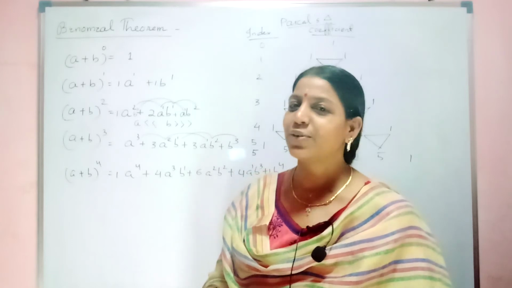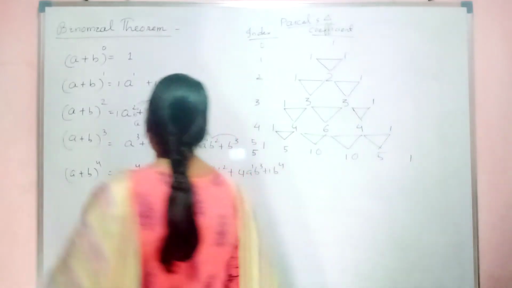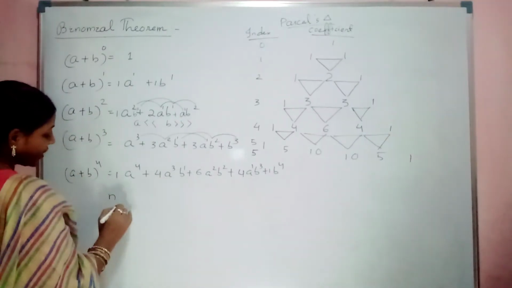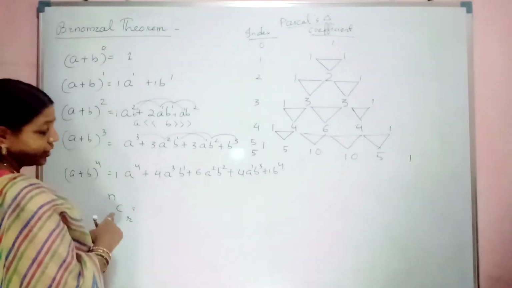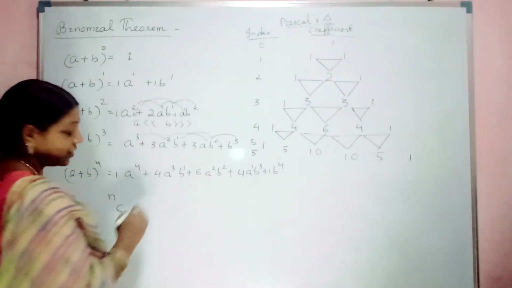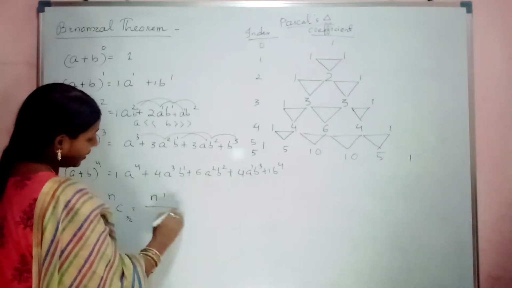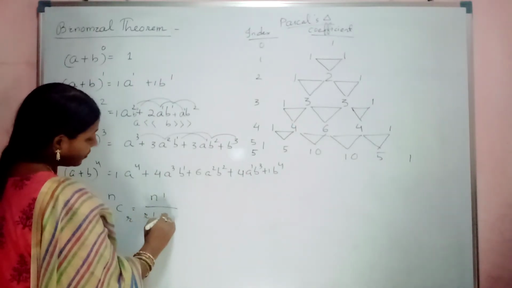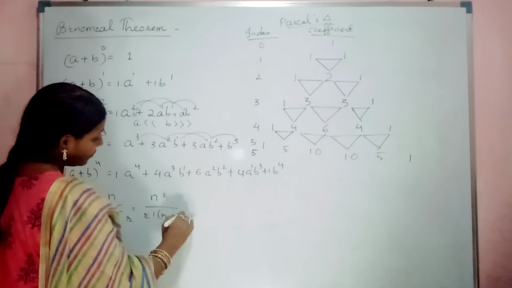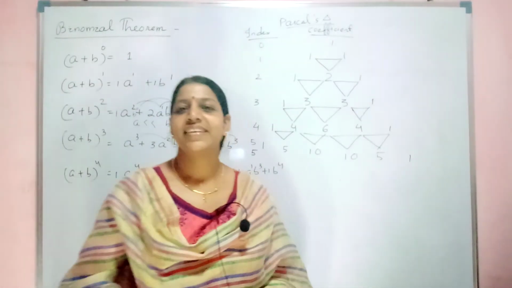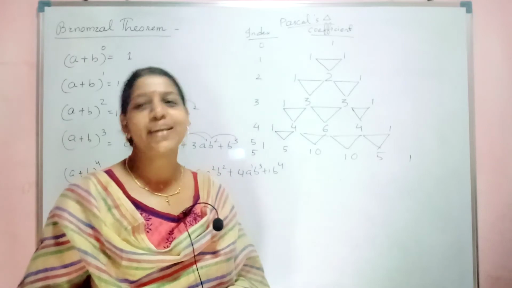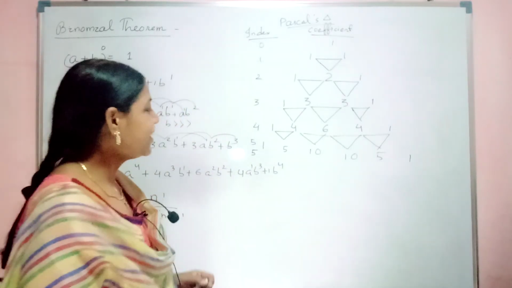I think all of you know about combination. How did you study about combination? Here nCr, combination of r out of n, is nothing but n factorial divided by r factorial times (n minus r) factorial. By using this formula, you can write the expansion of any number. Now let us see how to write it.